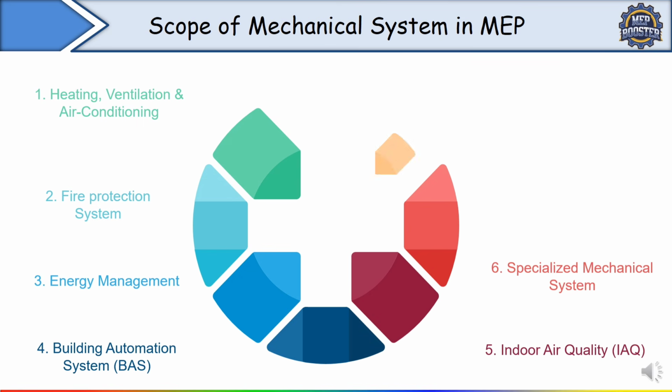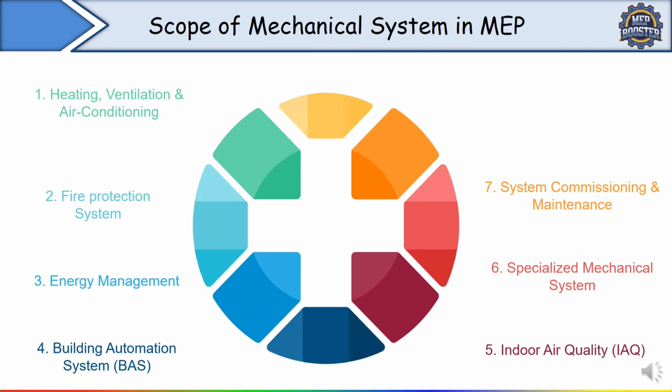Then the next scope is system commissioning and maintenance. The scope also includes the commissioning of mechanical systems, ensuring they are installed correctly and operate as intended. Regular maintenance is crucial for the longevity and efficiency of the system, requiring ongoing inspection, testing and servicing.